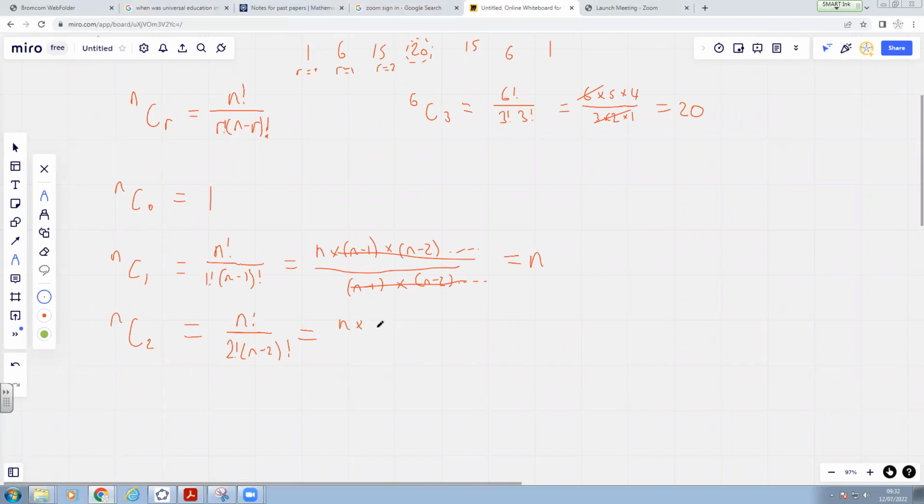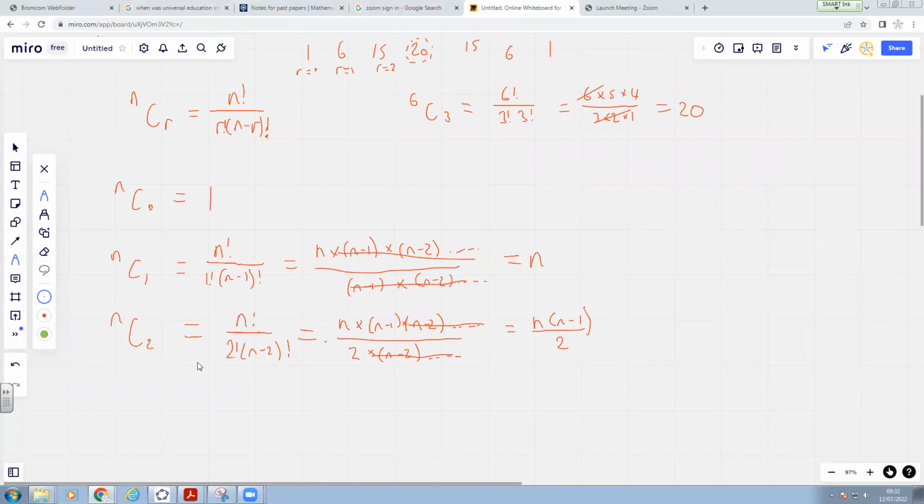Now, n factorial is n times n minus 1 times n minus 2 times n minus 3, dot, dot, dot. And then you've got 2 factorial, which is just 2, but then you've got times n minus 2 times n minus 3, dot, dot, dot. So they just cancel, and you get rid of all your factorials again, leaving n times n minus 1 over 2.